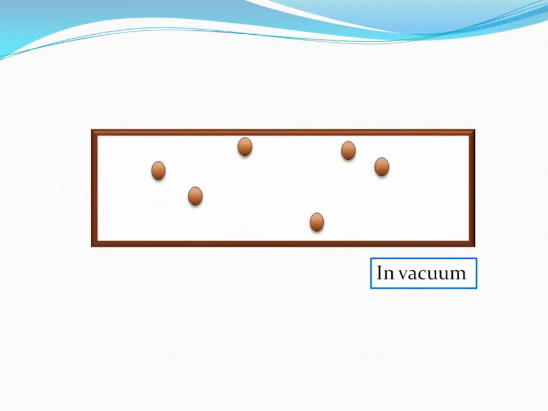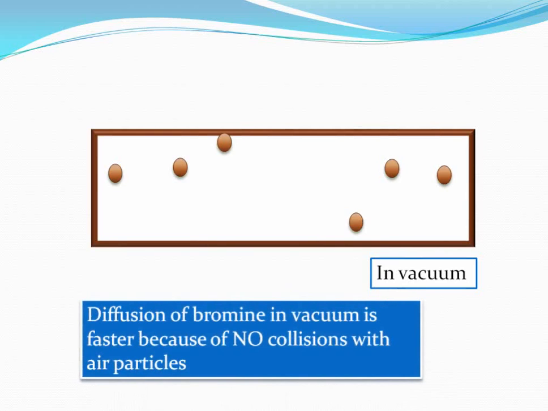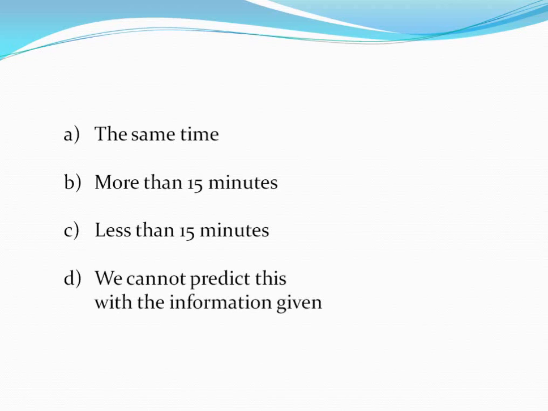However, when you diffuse bromine gas in vacuum, as you can see, the diffusion occurs almost immediately because there are no particles to collide with and there are no particles of air stopping the bromine particles from diffusing. And therefore, the diffusion of bromine in vacuum is faster because there are no collisions with air particles. That's our final answer. As you can see, option C is our final answer. Bromine will take less than 15 minutes to diffuse in vacuum.